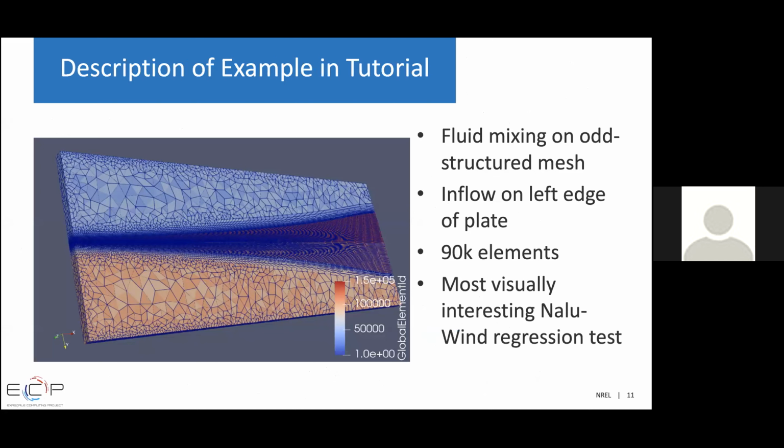So there's a tutorial that you're going to do where we're going to use a regression test to run in Nalu-Wind. And here's just a little overview of what's actually running in that. We don't have a whole lot of visually interesting regression tests, but this will do a fluid mixing on, you can see, a really odd structured mesh. On the left side, there'll just be a couple time steps where there's already a fluid in this plate, and another one will be injected on the left side. So it's just a little inflow. And this is like 90,000 elements. Yeah, it's really just the most visually interesting regression test we have. And you can see it's fully unstructured.